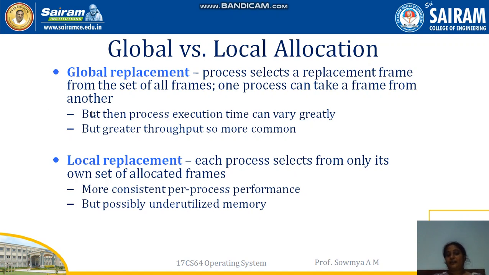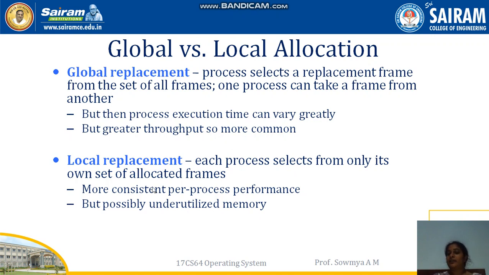So here we have two circumstances to face. The process execution time may vary greatly, so finding a victim and replacing it may take lots of time. But it gives greater throughput, so it is more commonly used. Next one is local replacement.